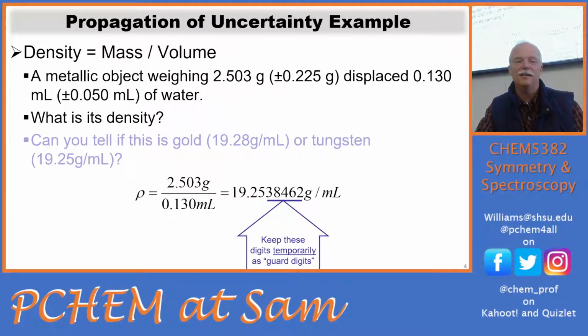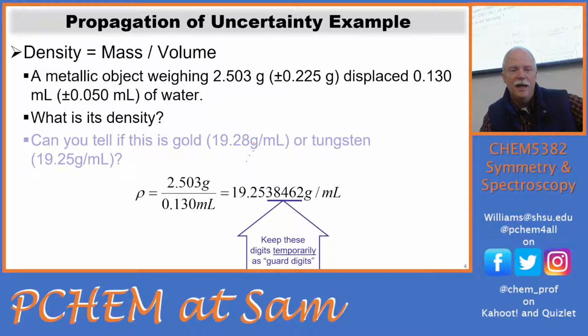You can calculate the density. It's pretty easy to calculate. I put this in my calculator. It weighed 2.5 grams, it took up 0.13 mL, and here's my density. My calculator keeps all of these digits, and I'm going to keep those for now because the uncertainty is going to tell me where to round.